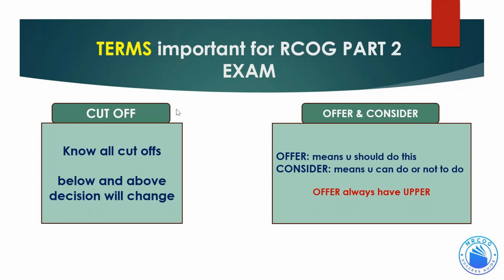The second thing is the difference between the terms offer and consider. While you are reading the guideline, you will find that some points tell you that you should offer this or you should consider this. The difference is that offer means that you should do this recommendation. If I told you that you should offer the patient cesarean section, this means that there is no other option, you should do cesarean section. If I told you you should consider cesarean section for the patient, this means that you can do it or you cannot, after counseling the patient about the options and the risks and all these things.